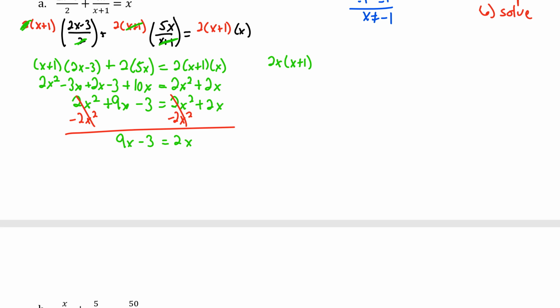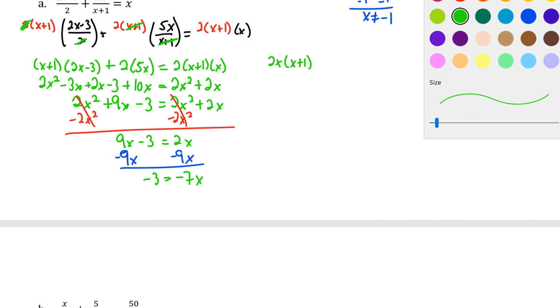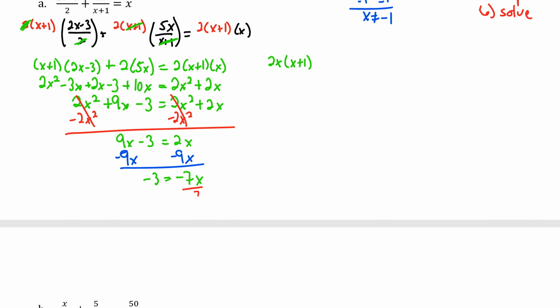Now I need to get my x's all on one side. I would go ahead and move them towards this 2x because I don't have anything else attached to this 2x. So move all your x's to one side wherever you can get the x's by themselves. So I subtracted 9x, and so I have a negative 3 is equal to a negative 7x. Divide both sides by that negative 7. And we get that x is equal to 3/7.